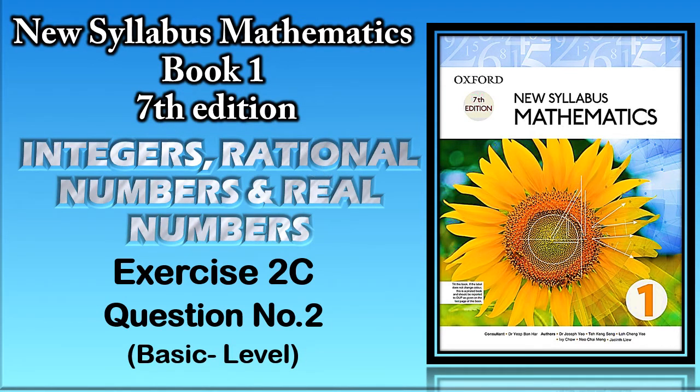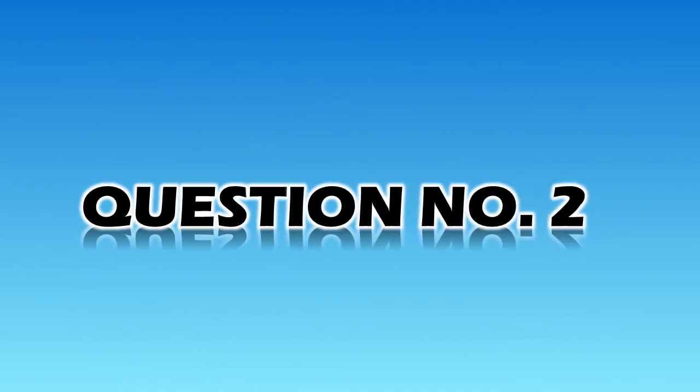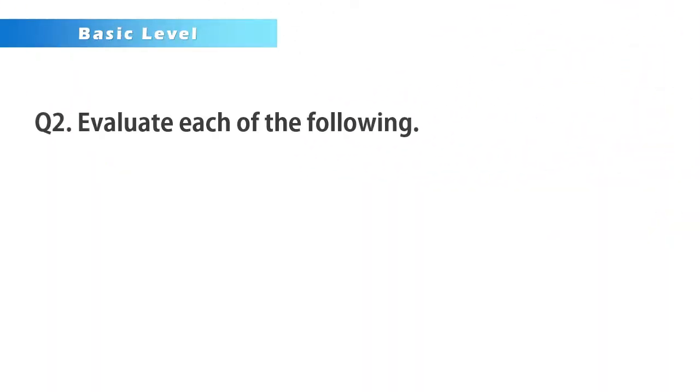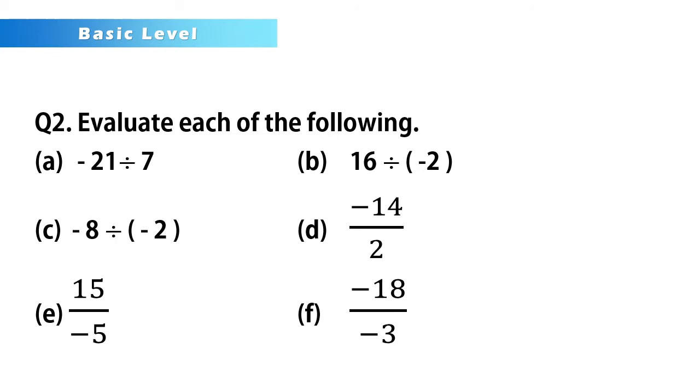New Syllabus Mathematics Book 1, 7th edition, Chapter 2, Integers, Rational Numbers and Real Numbers, Exercise 2C, Question number 2, Basic Level. Question number 2. Evaluate each of the following.